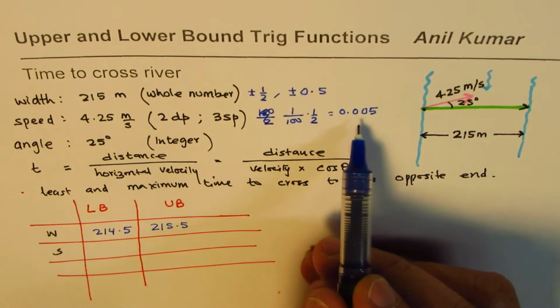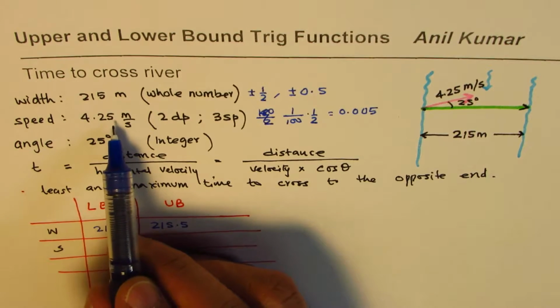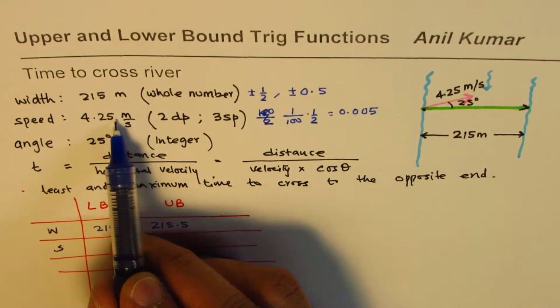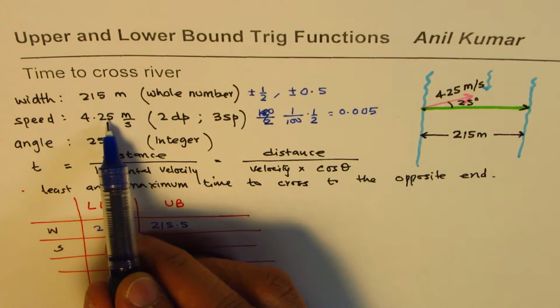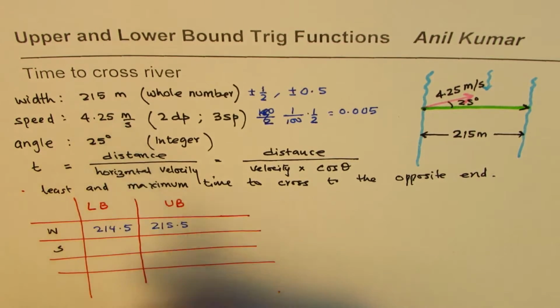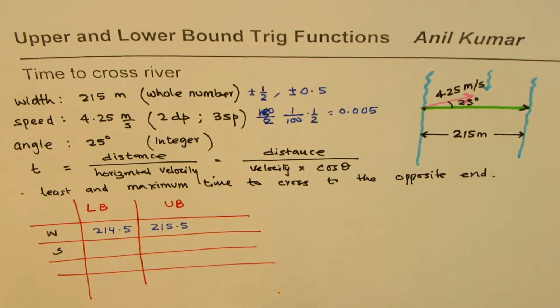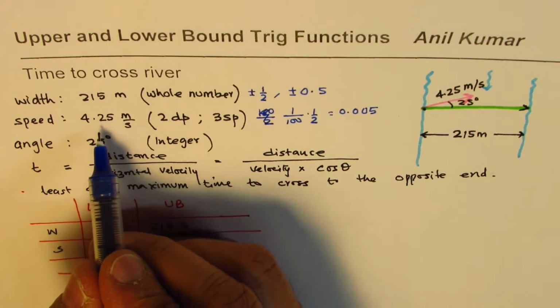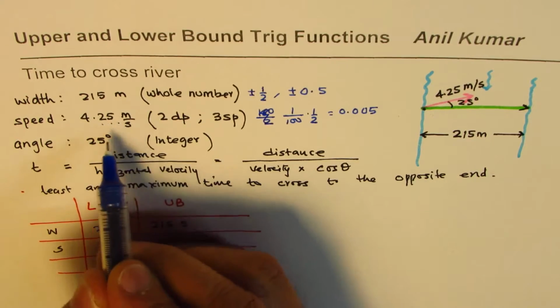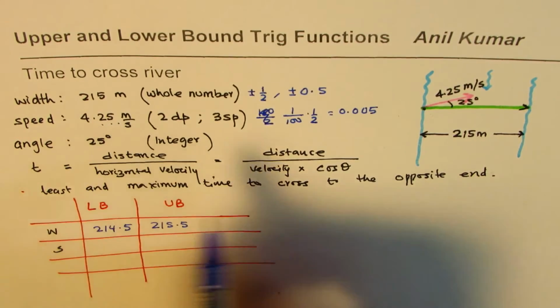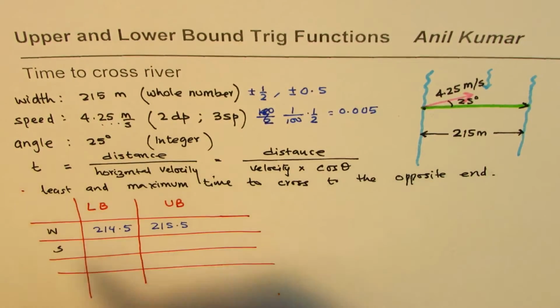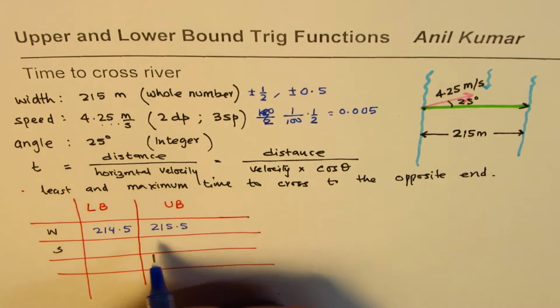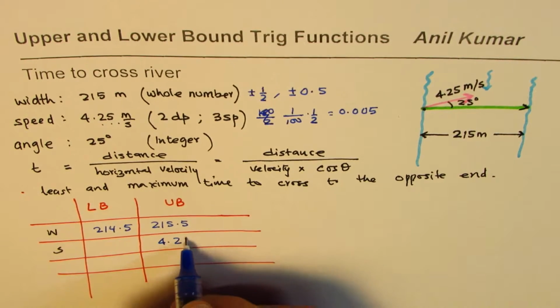0.005. The other way is, when we are rounding, we have to add 5 to one more digit on the right. So 4.255, does it make sense to you? Just add 0.5. So in this case, we have 4.25, so add 0.005. Is that okay? And subtract the same value, 0.005. So the speed will be 4.255.